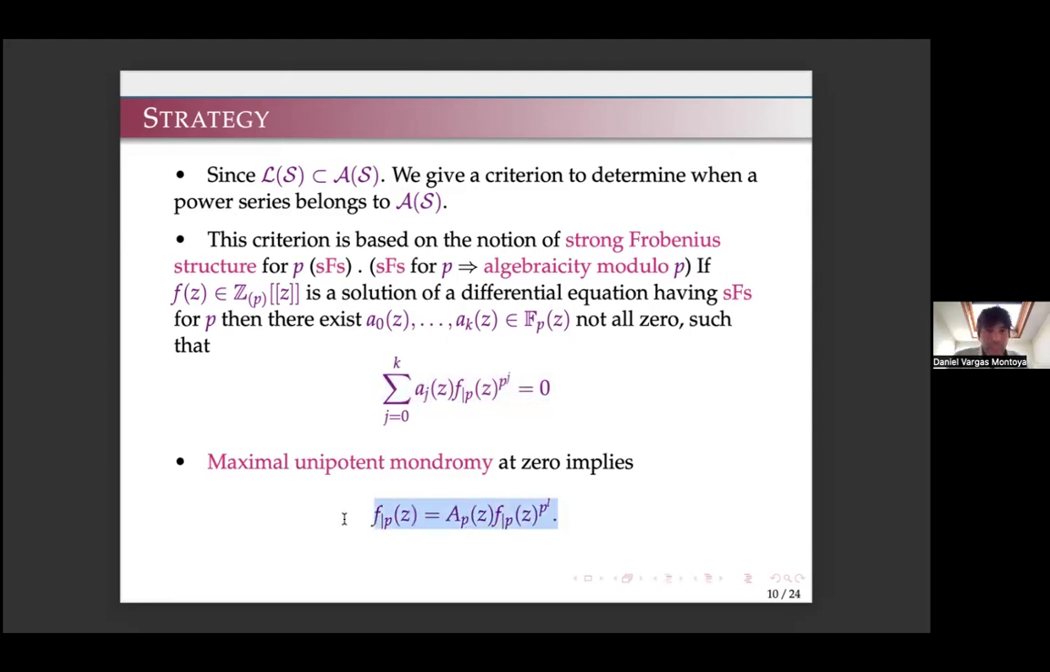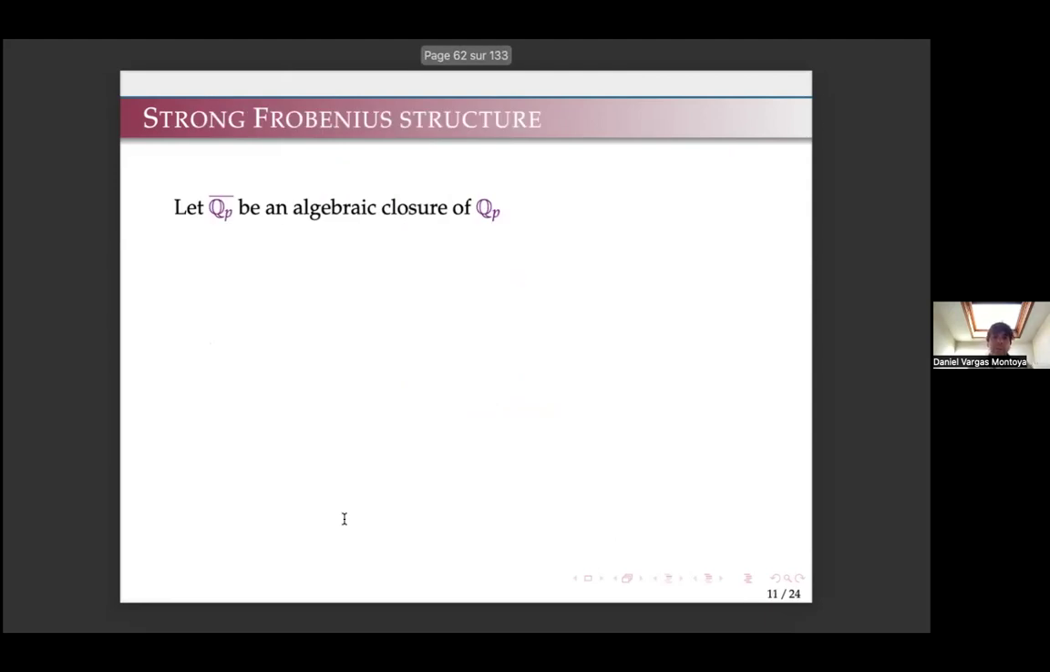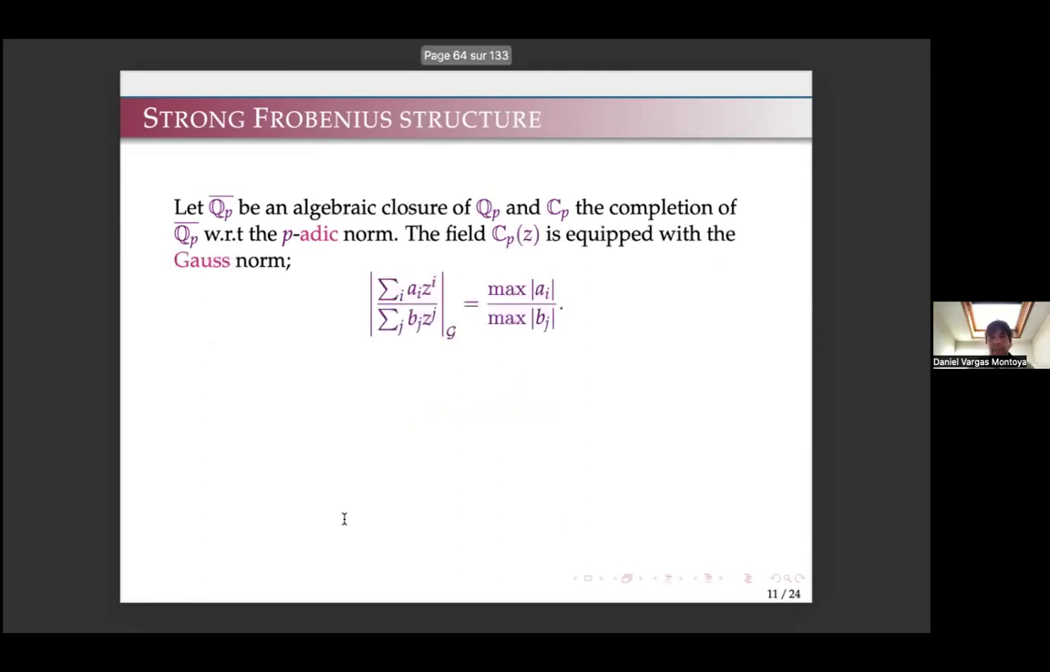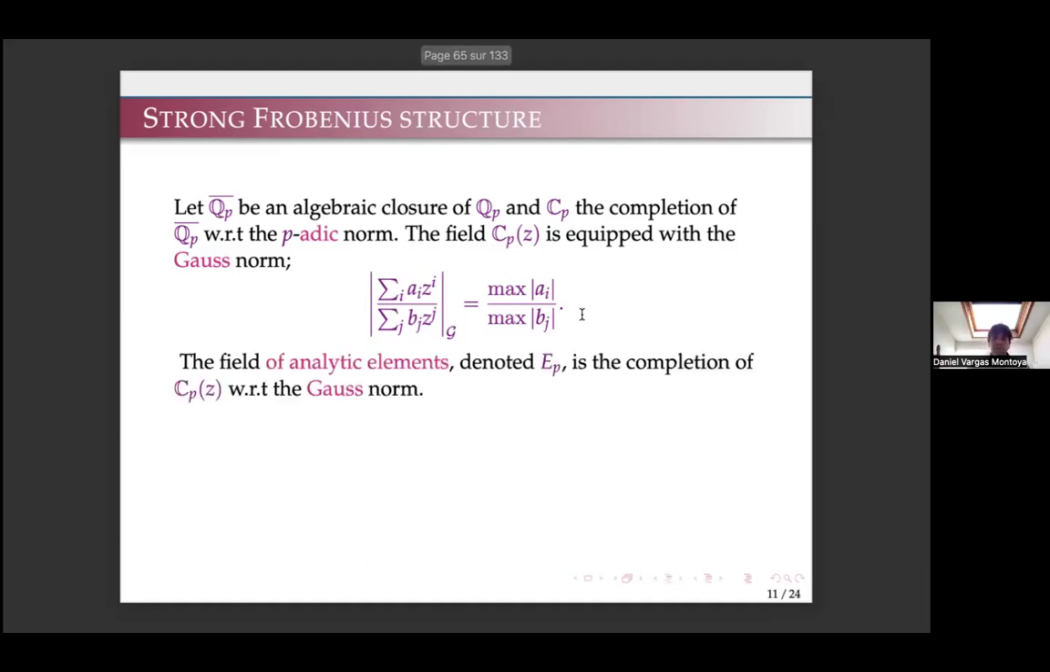Okay, so here is the definition of a strong Frobenius structure. We take Q_p bar an algebraic closure of Q_p, and C_p the completion of Q_p bar with respect to the p-adic norm. And the field C_p(z) is equipped with the Gauss norm. The Gauss norm is defined like this: it is just the maximum of the norms of the a_i's over the maximum of the norms of the b_j's. So the field of analytic elements, denoted E_p, is the completion of C_p(z) with respect to the Gauss norm. Okay, so here are some remarks. For all prime numbers P, Q(z) is inside E_p because Q(z) is inside of C_p(z).